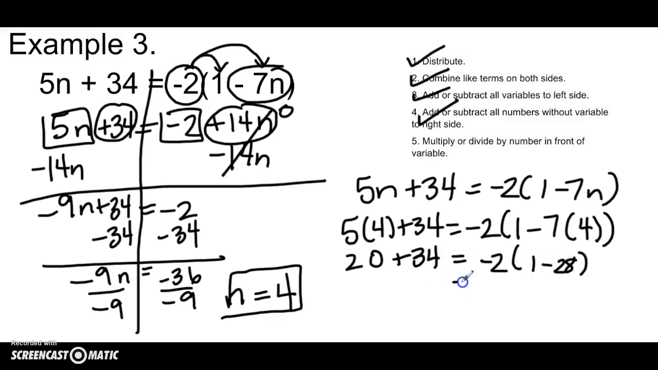And then 1. 20 plus 34 equals 54. And then I'll have -2 times 1 minus 28, which is -27. And -2 times -27 does equal 54. So this checks out.